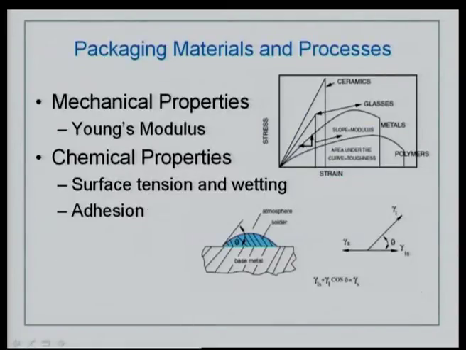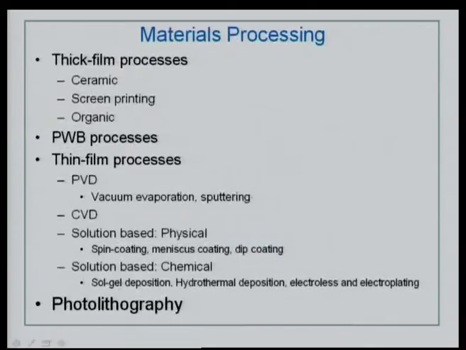Then mechanical properties we have seen, again Young's modulus, very key, because it again talks about the stress strain relationship and how these affect the materials that are being used in system level manufacture. Chemical properties, surface tension and wetting, especially in the case of solders, adhesion in the case of adhesives, conductive adhesives, and so on. All of these have been reviewed.